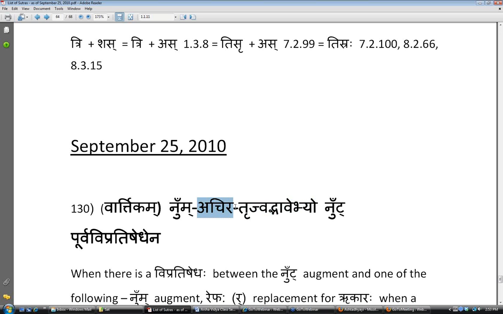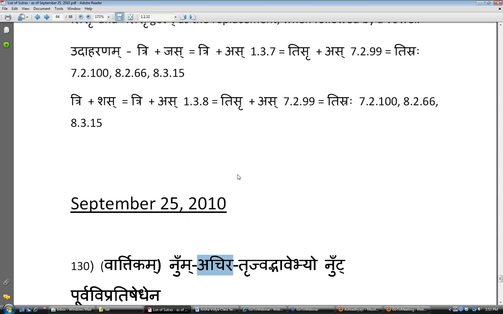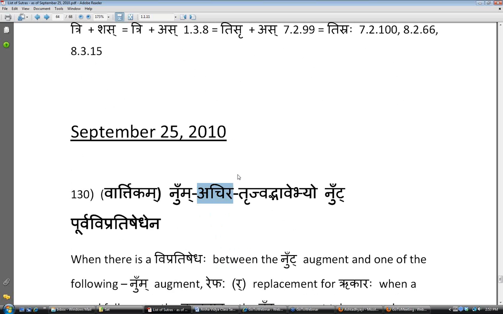But how will that happen? That's Purva Vipratishedhena. Normally Parakaryam takes precedence by Vipratishedhe Parankaryam. Wherever that rule doesn't work, generally Katyayana puts a Vartikam for us. This is one of the Vartikams. That's one way to justify what we should actually do.